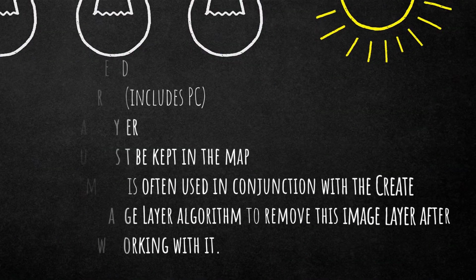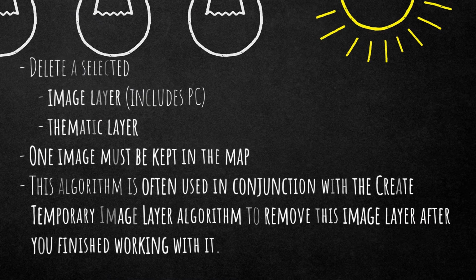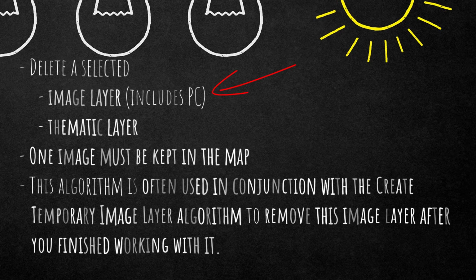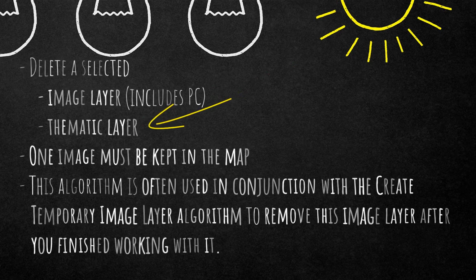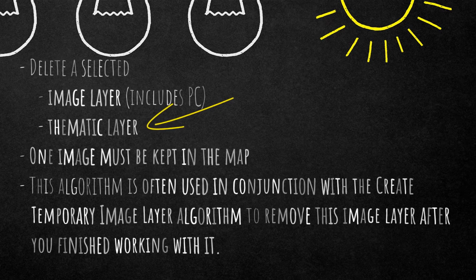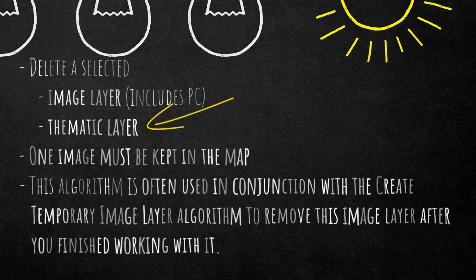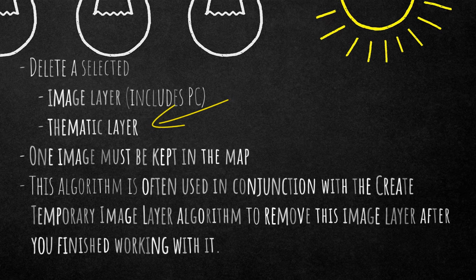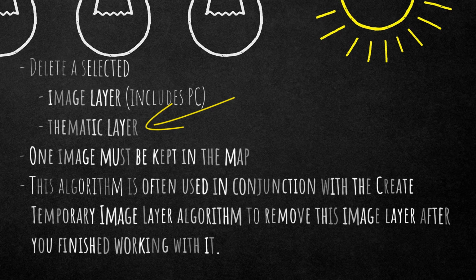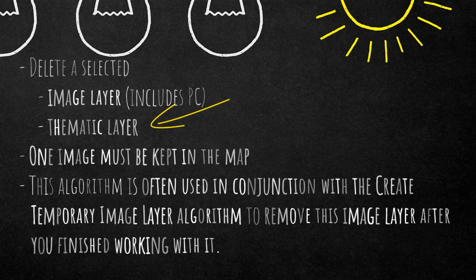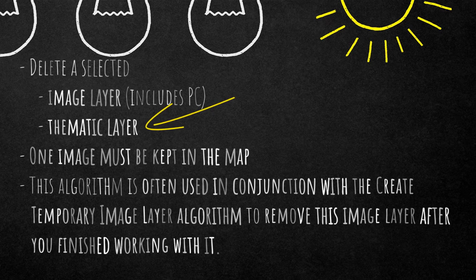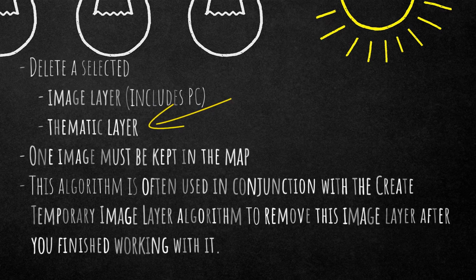What does it do? It deletes layers from your project, so you can delete image layers, which includes point clouds, and you can delete thematic layers. And just to be crystal clear here, you do not delete data from your hard drive, right? If you have temporary layers in the project, they're gonna vanish, but they only exist in memory, right? And if you use this algorithm and delete an input layer, it only removes it from the project, but not from your hard drive.